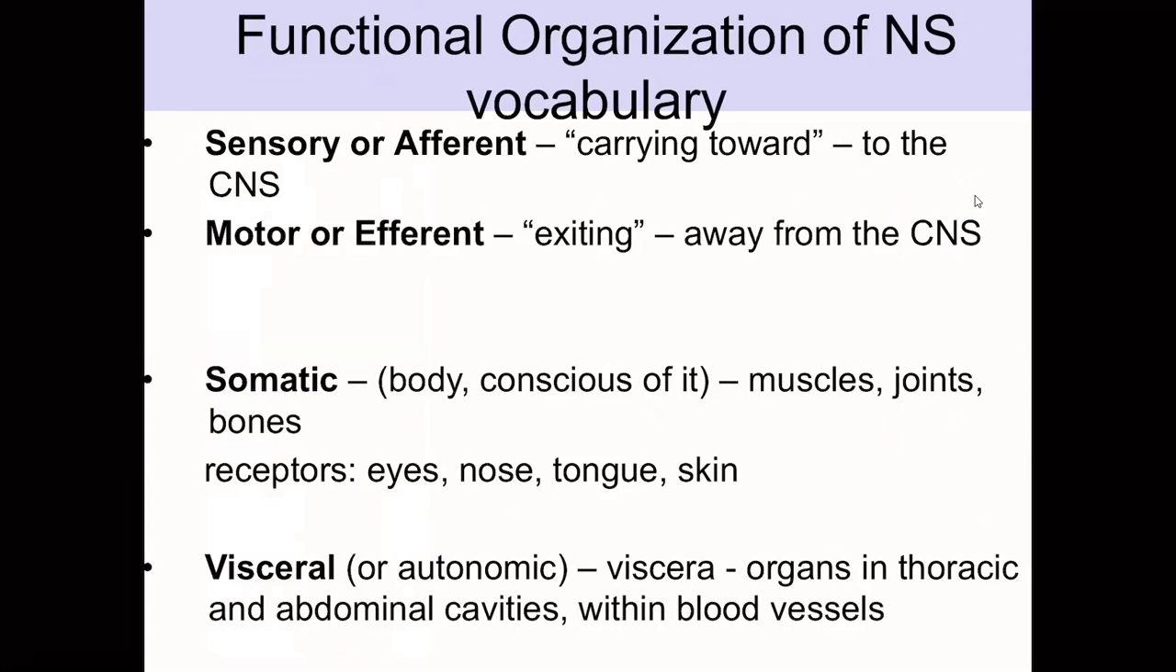Now, functional organization. How do we organize it functionally? How do they actually work? We have two categories here. Sensory is information that's going to come towards the central nervous system. Another word they use for sensory is afferent, with an A. That means we carry information from a receptor towards the central nervous system.